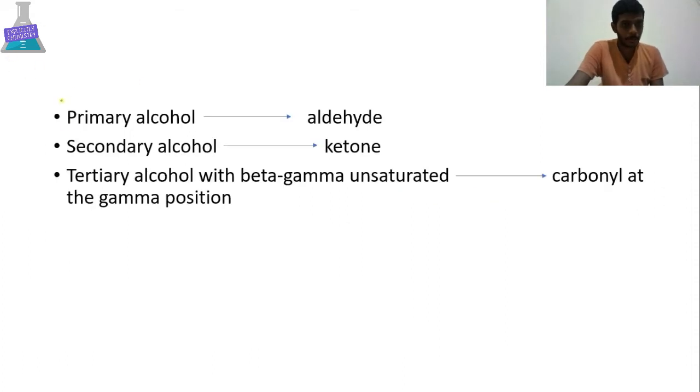PCC converts a primary alcohol to aldehyde, secondary alcohol to ketone, and tertiary alcohol with beta gamma unsaturated carbon atom. If this type of compound is present, the carbonyl will attach at the gamma position. Let's see some examples.